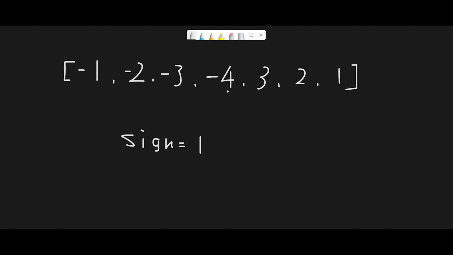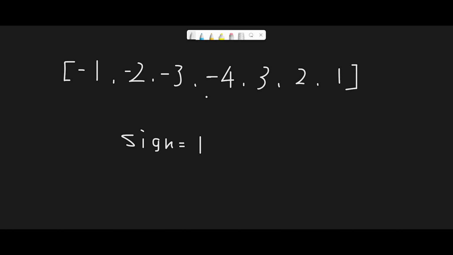Okay, so let me explain with this example. I copy this input array from example 1. The product of all values in the array should be 144, so we should return 1 in this case. To solve this question, the important thing is that we don't have to return the specific product number. If the product is positive, we should return 1. If the number is negative, we should return minus 1. If 0, we should return 0.